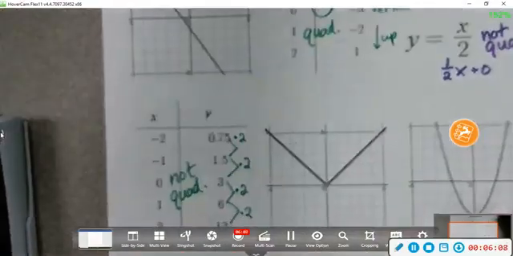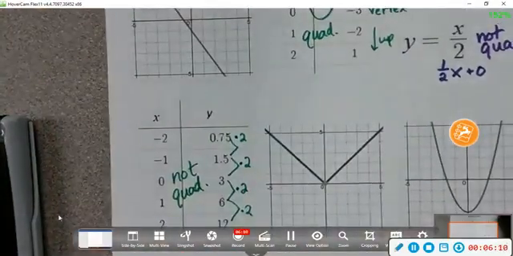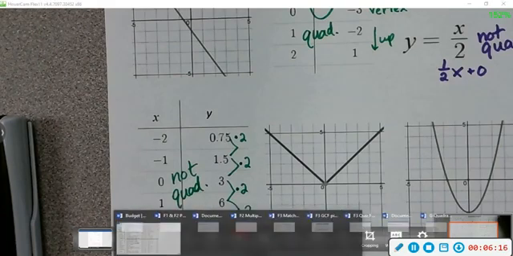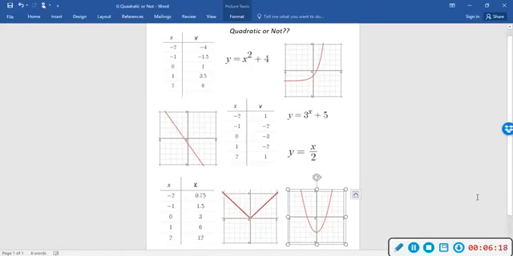So overall, you can see we have a variety of tables and graphs that we have looked at today, and now you hopefully have a better idea about what characteristics determine if it's quadratic and determine when it's not quadratic.